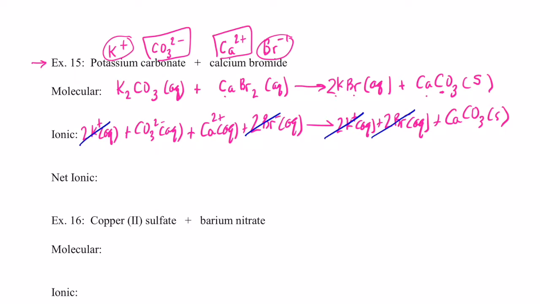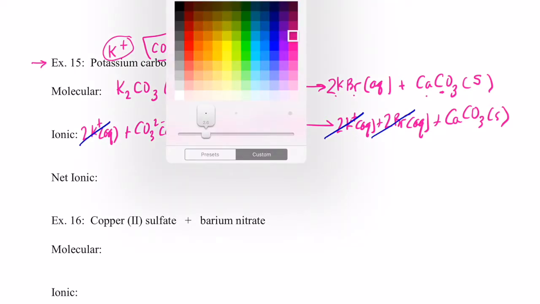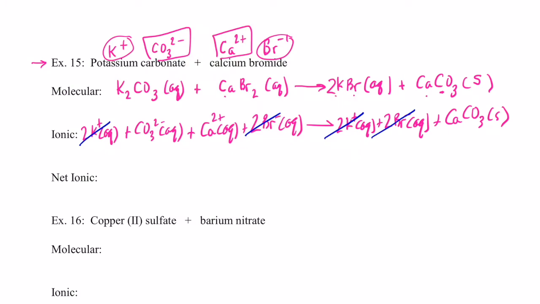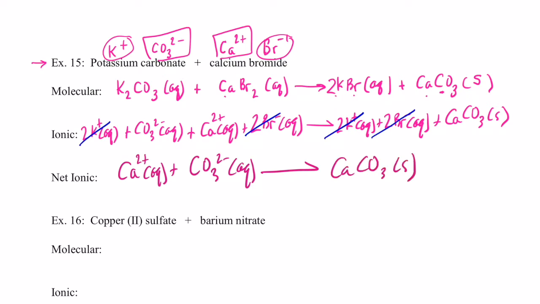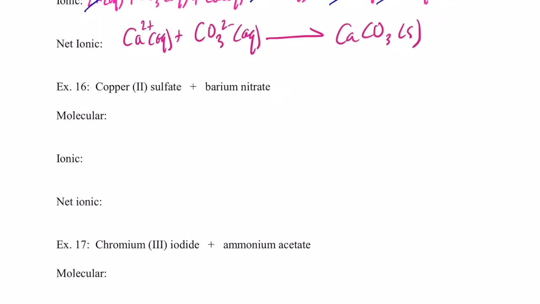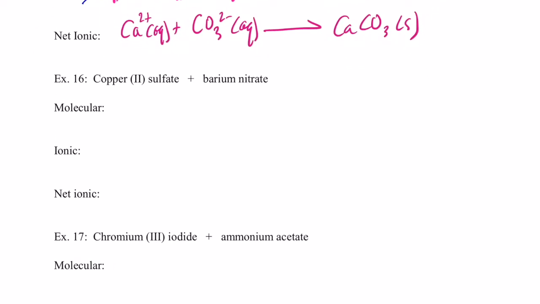So now we can write our net ionic. For the net ionic, I like to write the positives first. So I have Ca2 plus, AQ left over, CO3 2 negatives, AQ, and I make CaCO3 solid. So there's my molecular, ionic, and net ionic equation for example 15. Now, why don't you try example 16 without my help, and then come back to the video and we'll see how you did.